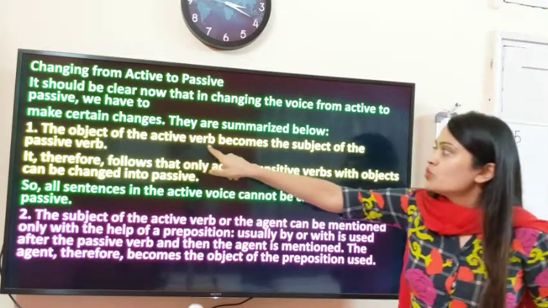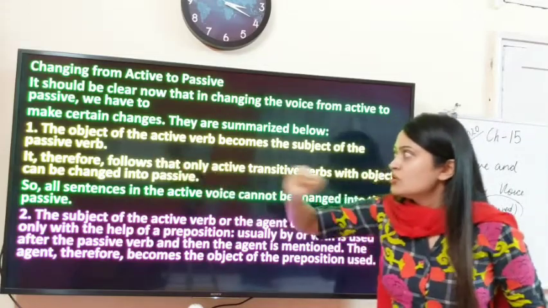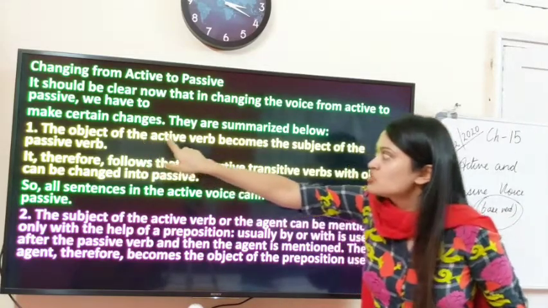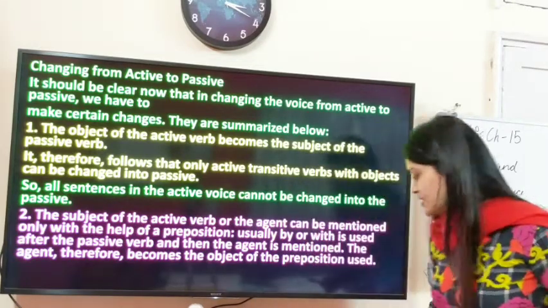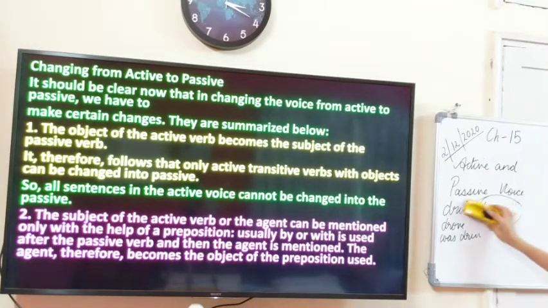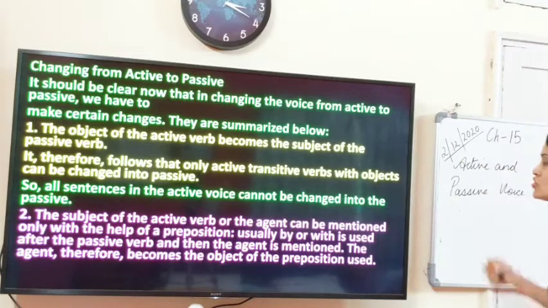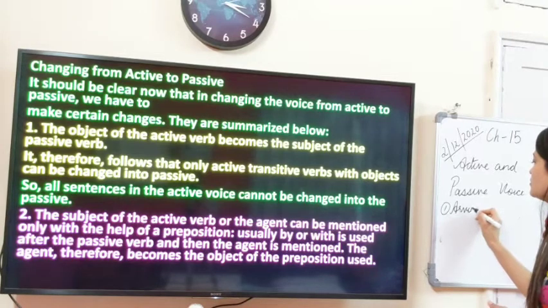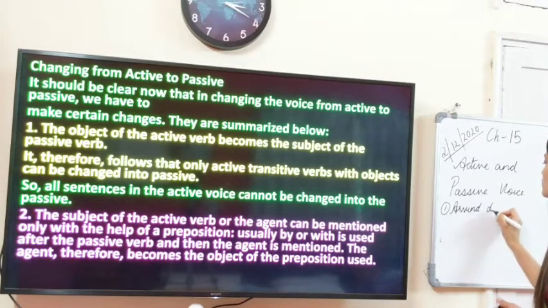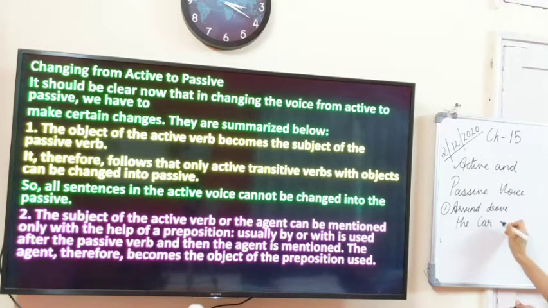The object of the active verb becomes the subject of the passive verb. Okay, so the first part, the object of the active verb. Which was the sentence which we had just studied, children? We had studied the sentence. Just a minute, children. I'll write down the sentence again so that we can study these changes. Arvind drove the car. Okay, this was the example.